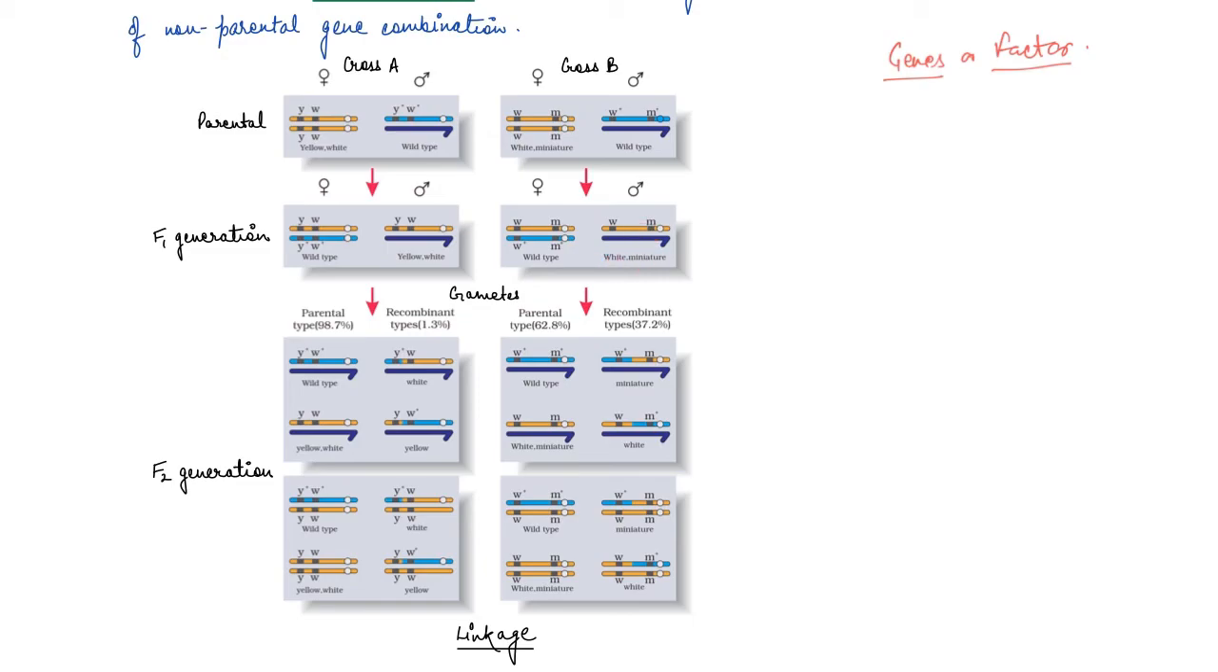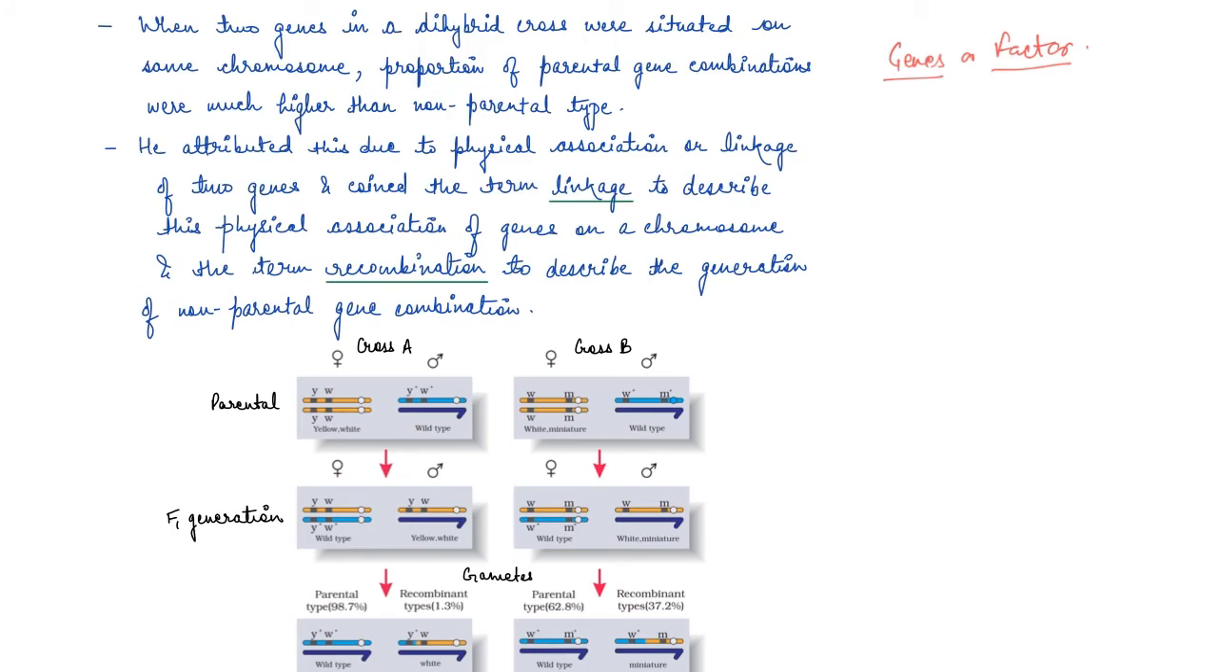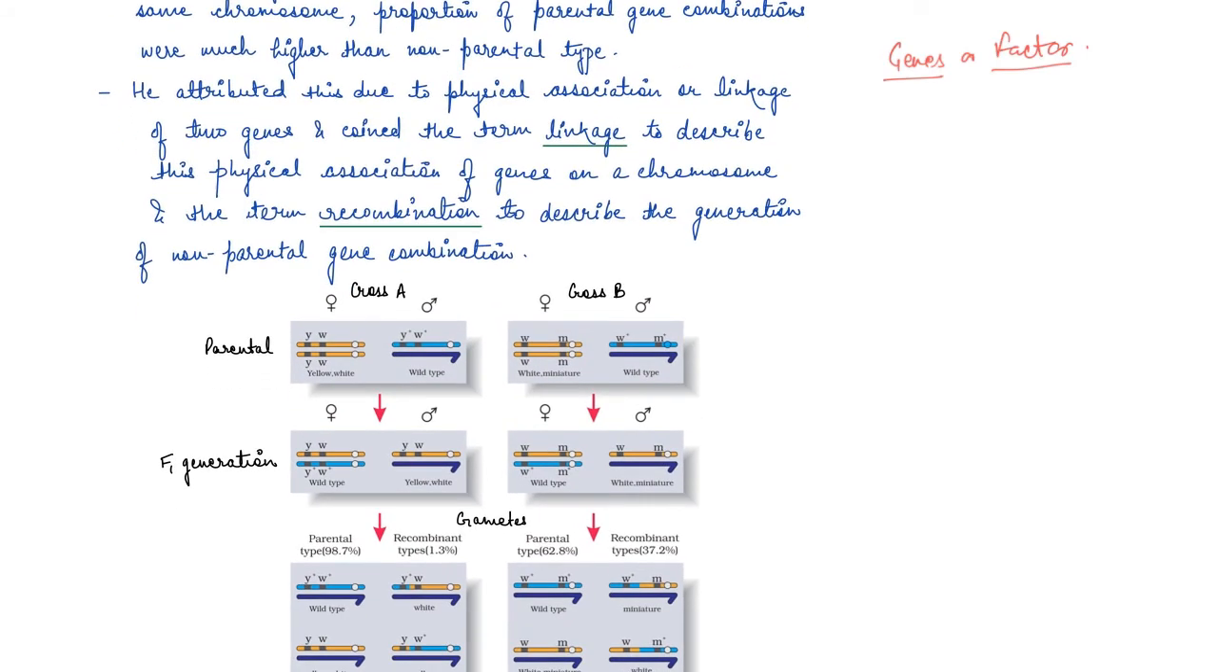Now, if you see the F2 generation, what you will find is that there's one combination of wild type, then there's one white, just white. There's just one yellow, and then there's just one yellow white, right? So you'll see that the parental type is higher here. Now, why that is the case? Again, I'll repeat the same line. It is because the two genes which are present here are on the same chromosome. These two genes are present on the same chromosome.